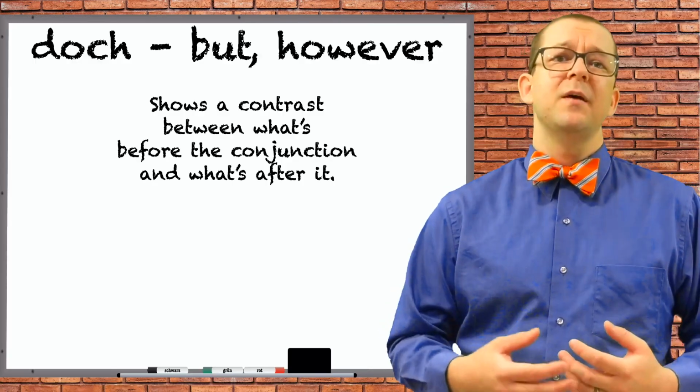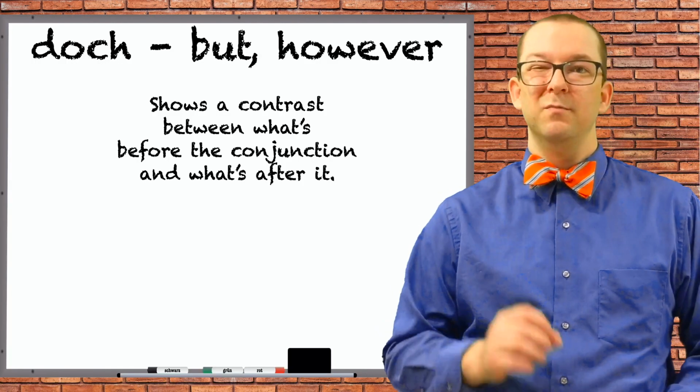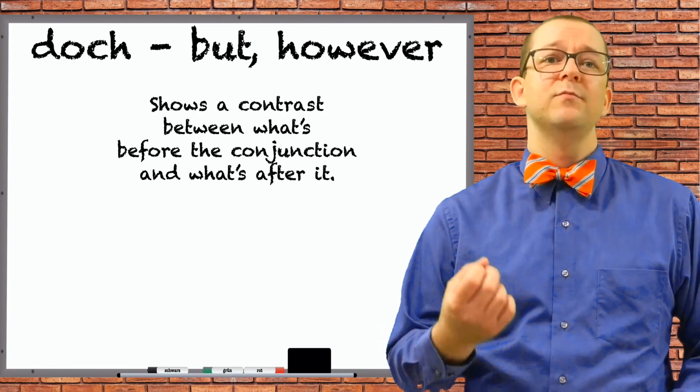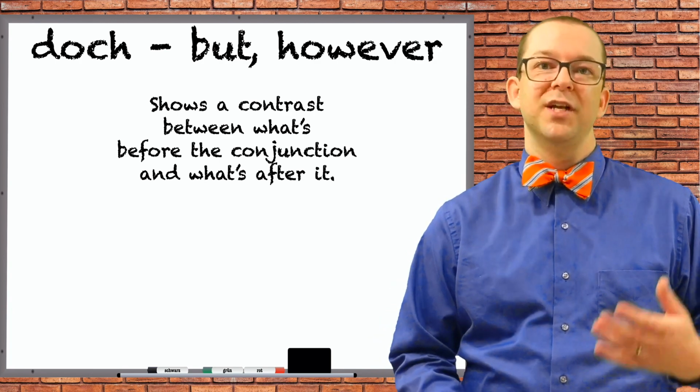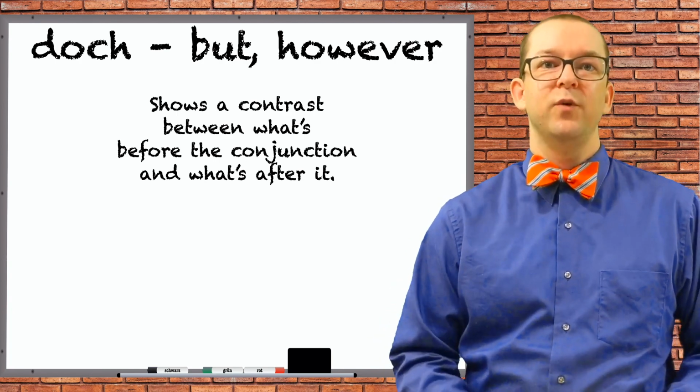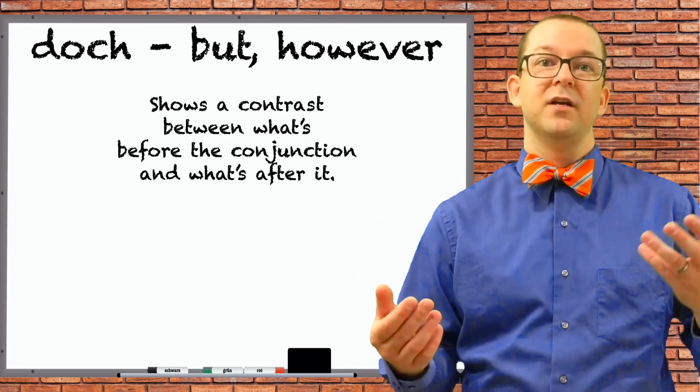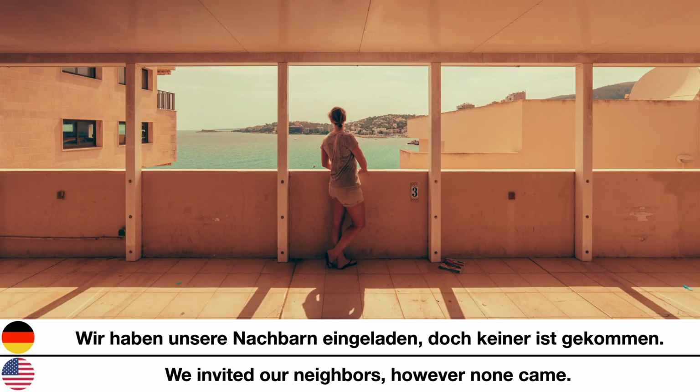A common but sometimes confusing conjunction that also means but is doch. Doch is more closely related to the English conjunction however. It shows a contrast between what comes before the conjunction and what comes after it. Wir haben unsere Nachbarn eingeladen, doch keiner ist gekommen. We invited our neighbors, however none came.